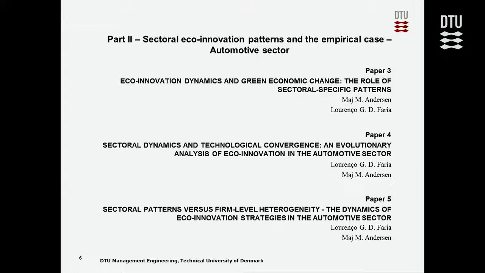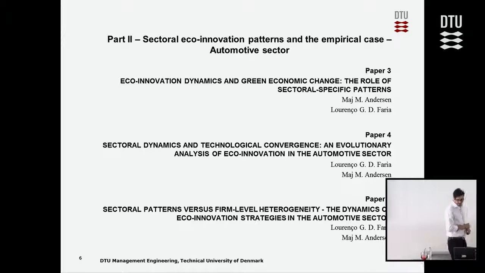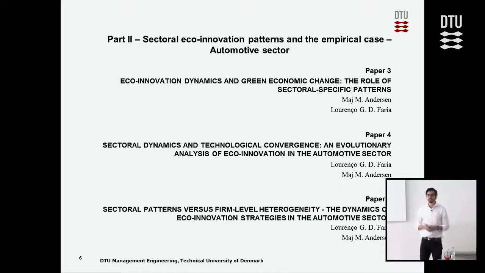So now I'll focus on the main part of the thesis, the core of the thesis, where I investigate the formation and the existence of sectoral eco-innovation patterns in the automotive sector. In this part, I have 3 papers. They were all developed with my supervisor, Mai. In the first one, we developed the conceptualization of what we mean by sectoral patterns of eco-innovation. And in the last 2, we applied that to the automotive sector.